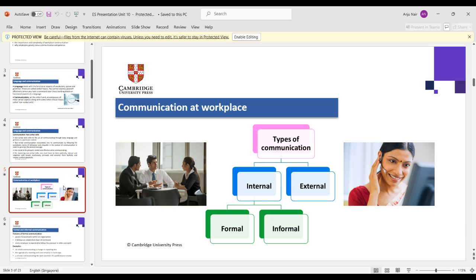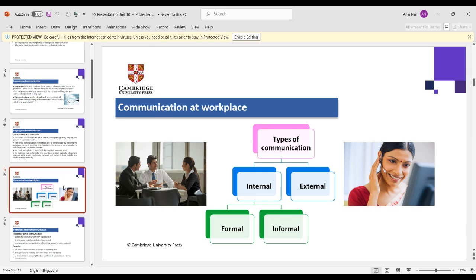You cannot be informal. But the reason is it is always a record. So I'll tell you why this is important in tomorrow's class. So now I'll be covering why communication is important at workplace.